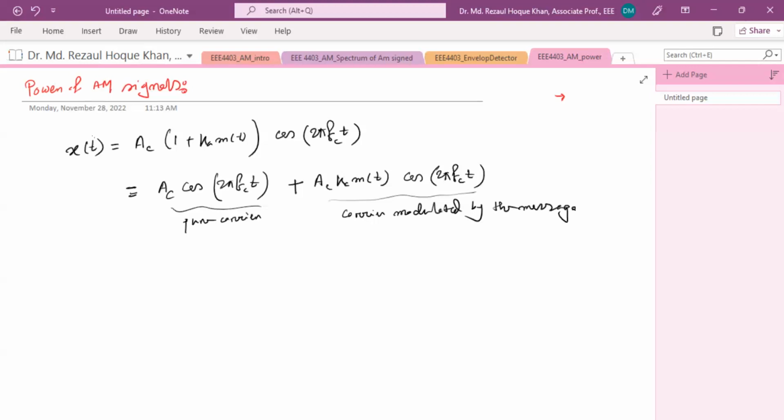We have seen these two individual parts from the Fourier transform section, right? So in this section, we want to find the power of the amplitude modulated signal, for which we will find the power of the pure carrier and the power of the modulated carrier. Then we will add them together to find the total power of the AM signal.